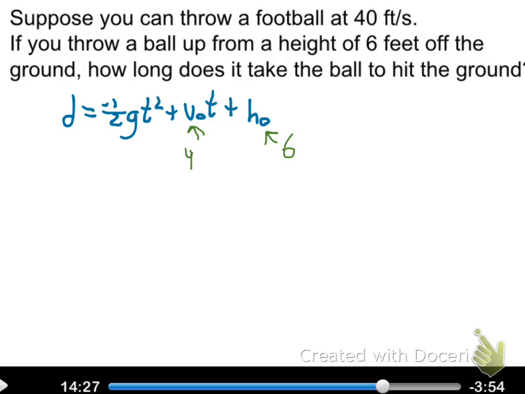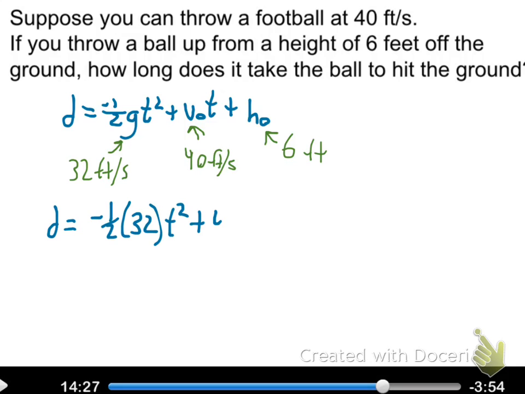So we'll use this formula, plugging in all these values from our problem. 6 feet for the height, 40 feet per second for the initial velocity, 32 feet per second squared for the force of gravity. So that gives us a parabola of this form.